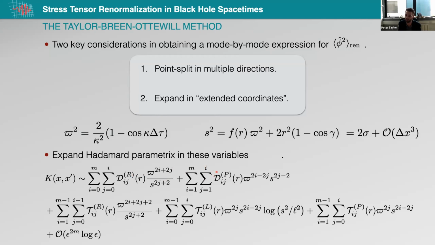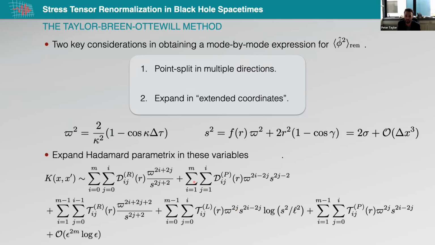There are only really two types of terms that show up. There are terms that are rational in w squared and s squared, so I labeled these coefficients with a superscript R for rational. And there are terms that are polynomial in w squared and s squared. Similarly, in the tail part of the Hadamard parametrix, the v log sigma term, there are only three types of terms. There are terms that are rational in w squared and s squared, there's a log term that shows up because you have a log sigma, and there are terms which are polynomial in w squared and s squared. I've expanded here to some order epsilon to the 2m log epsilon, where epsilon is just the coordinate distance, if you like. This upper limit is just the expansion order that I'm taking.